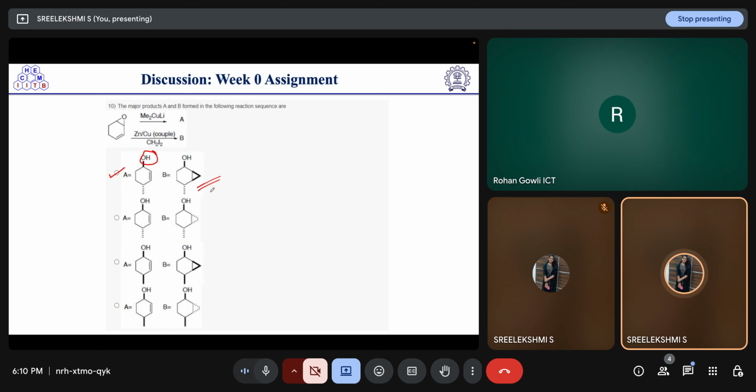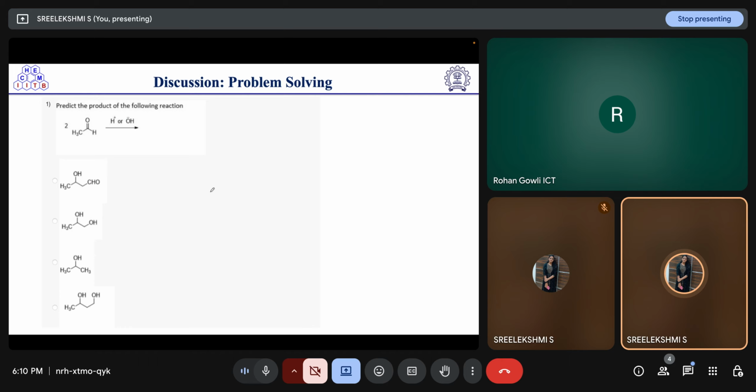Now that's all about the week 0 assignment. Then I have some more questions. Can you try to answer this one? So this is acetaldehyde. Two molecules of acetaldehyde, if we are treating with base or acid, what can happen?